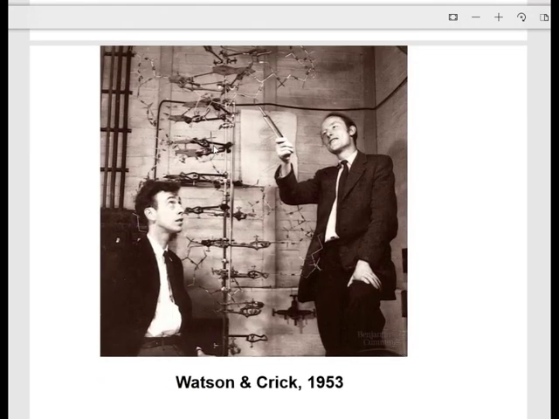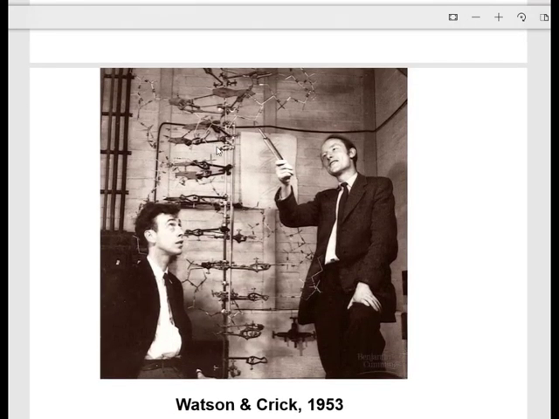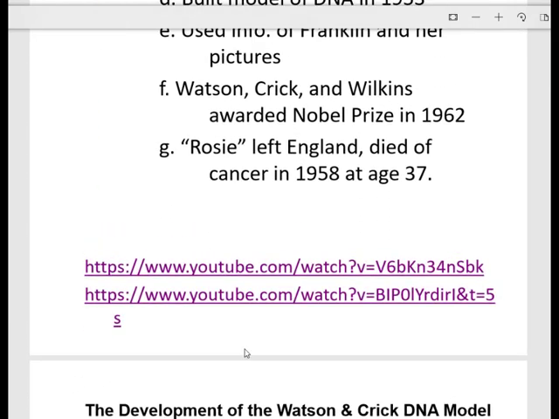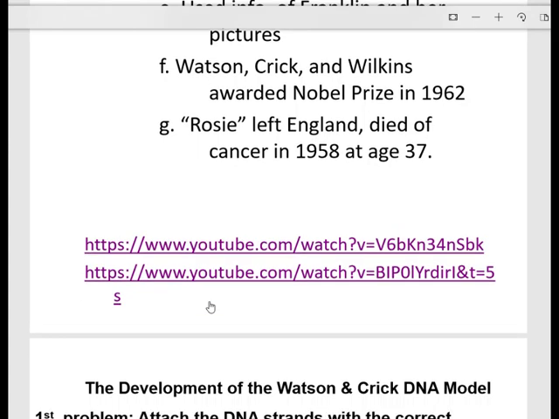Now in 1953, Watson and Crick published their paper with the structure of DNA in it, and they had combined all of this research from these other scientists, put it all together, and developed their model of DNA. These two YouTubes give you a very good, quick summary of what Watson and Crick did and the contribution that Rosalind Franklin made to their discoveries.